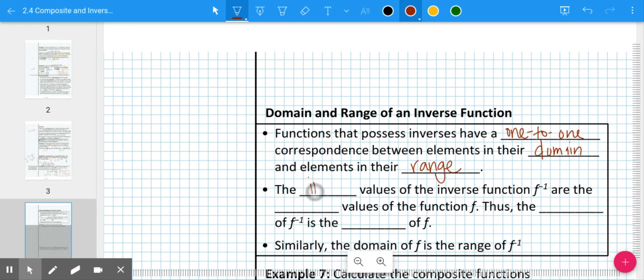The input values of the inverse are the output values of the original. So again, inputs and outputs get switched. Therefore, the domain of the inverse was the range of the function. So input output gets switched, xy points get reversed, domain and range get switched, etc.